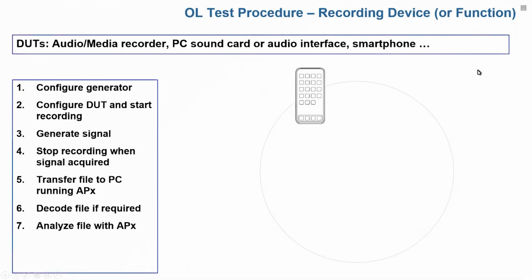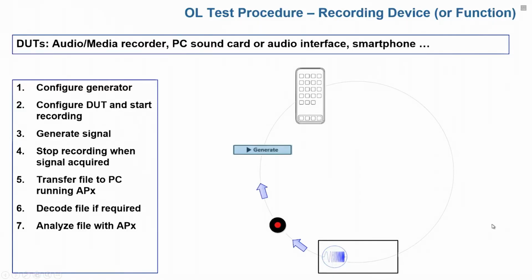And the next thing I want to cover is the open loop test procedure for a recording device, or the recording function of a device. So here the DUT might be a media recorder or an audio recorder, PC sound card, anything that records essentially. So we configure the generator, we configure the device under test, and we start the recording.